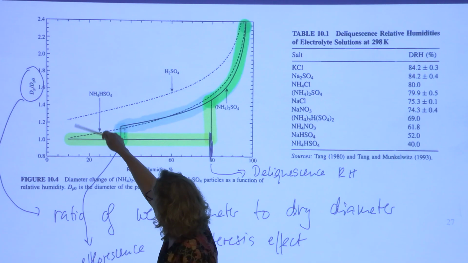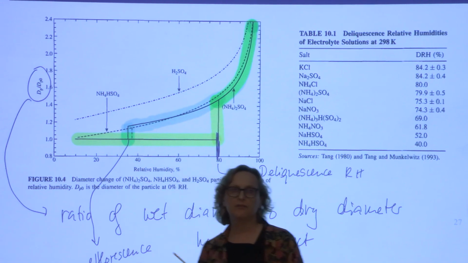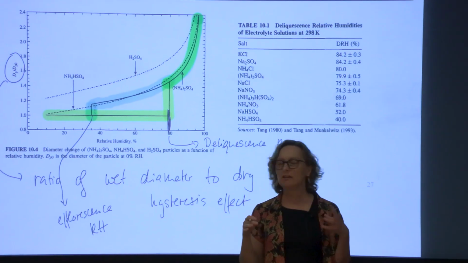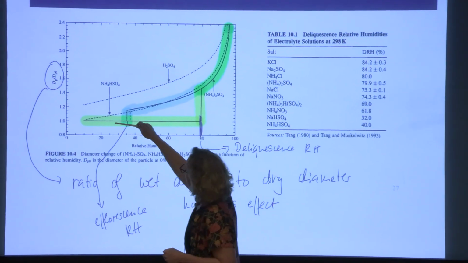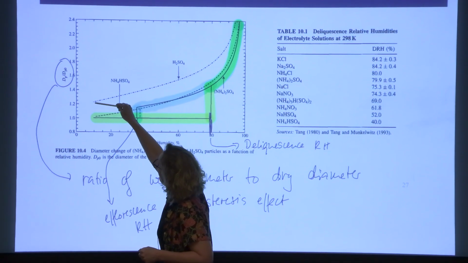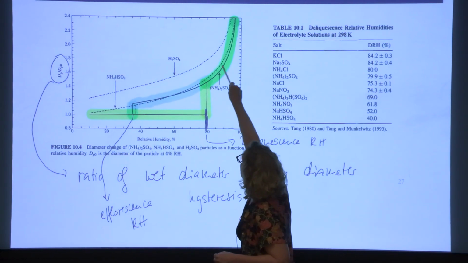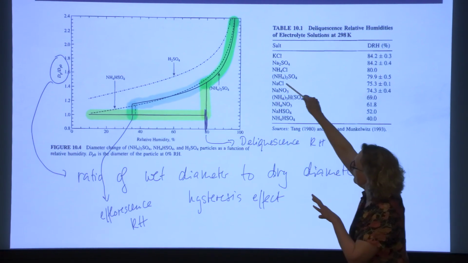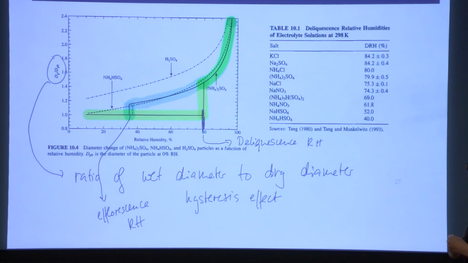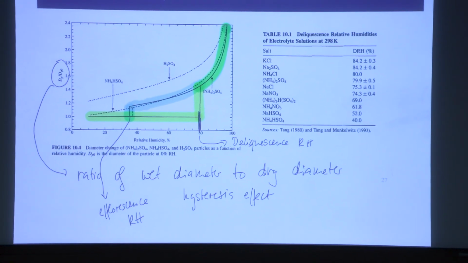It starts out at low relative humidities. Even at low relative humidities, it can grab a little bit of water. So this ratio is never 1 here, right? It already starts at 1.2, and then it sort of increases smoothly. It doesn't have this behavior that the other salt has. So that's a little bit of a different type.